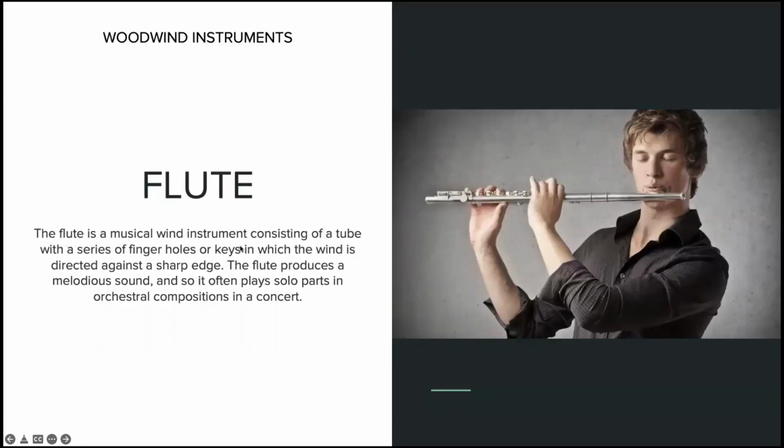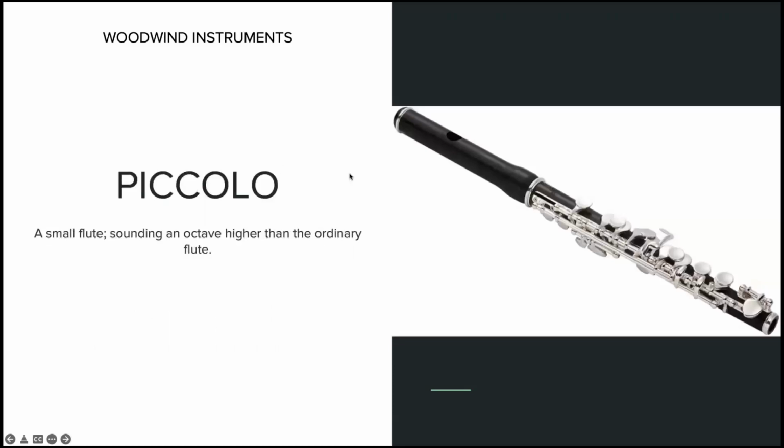So let's have an example of a woodwind instrument, the flute. The flute is a musical wind instrument consisting of a tube with a series of finger holes or keys in which the wind is directed against a sharp edge. The flute produces a melodious sound, and so it often plays solo parts in orchestral compositions in a concert. Next is the piccolo, a small flute sounding an octave higher than the ordinary flute.